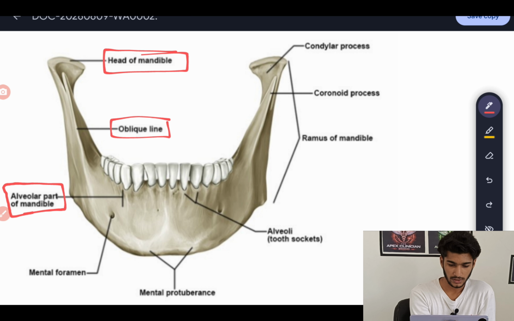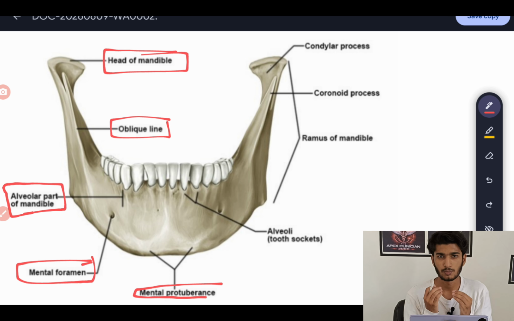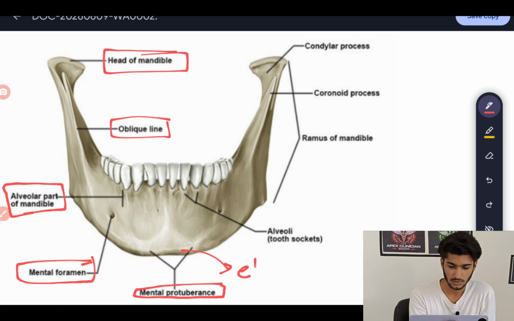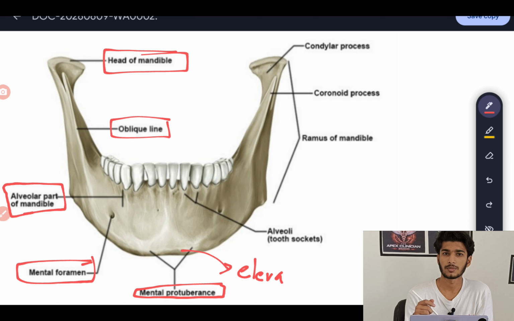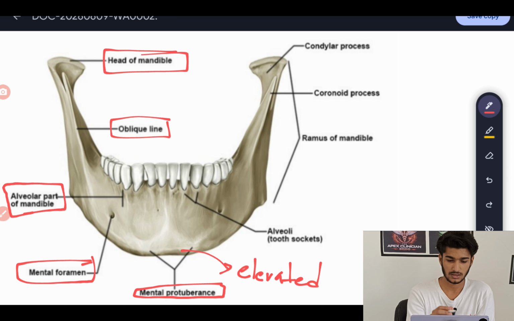The region below it is the mental fossa. Here is the mental protuberance. Protuberance basically means that the surface is popped out. It is not a clean surface. It is popped out. So that is the protuberance. Foramen is where you can appreciate a hole in the surface. That is the foramen. This is the protuberance. Here you can appreciate two structures. That is the alveoli. So these are the tooth sockets. Alveoli is also called the tooth sockets.